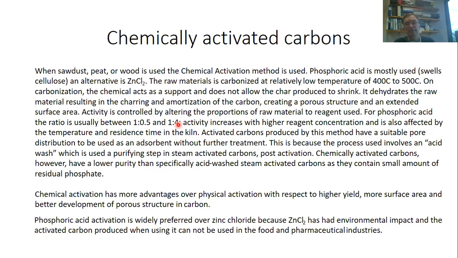So another way of chemically activating carbon is the use of molten zinc chloride. So zinc chloride has a fairly high melting point. It can also swell and carbonize organic materials like wood, but it's less common. Because zinc chloride has a larger environmental impact, and there's often zinc remaining in the activated carbon in the end, so it cannot be used for food and pharmaceutical industries.